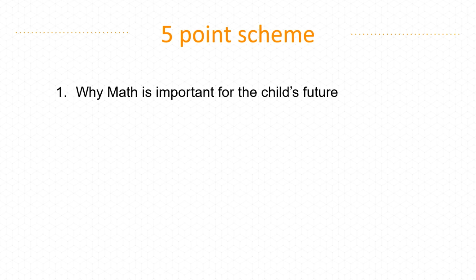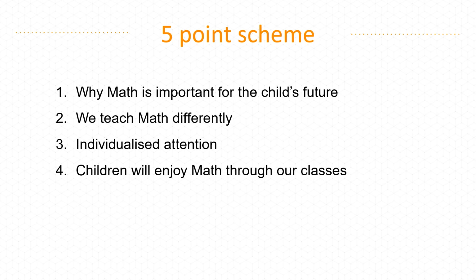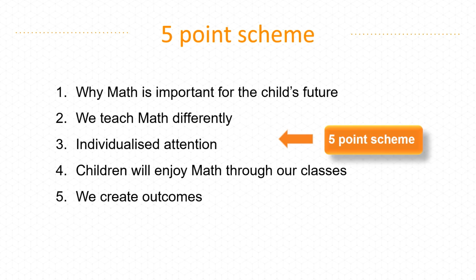Number 1, why math is important for the child's future. Number 2, we teach math differently. Number 3, we focus on individualized attention because every child learns differently. Number 4, the children will enjoy math through our classes, which is important for learning outcomes. And finally, that our children will demonstrate learning outcomes given enough time.